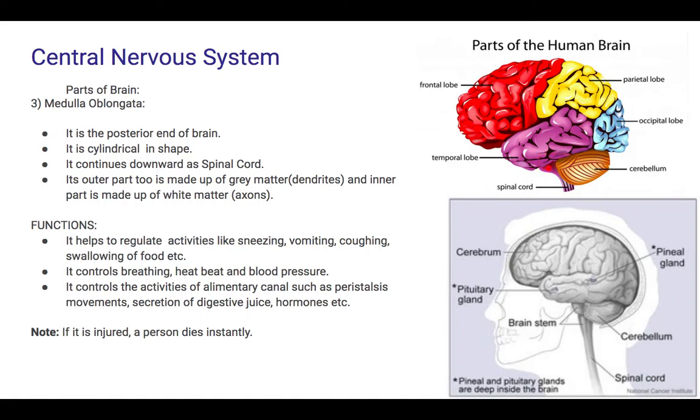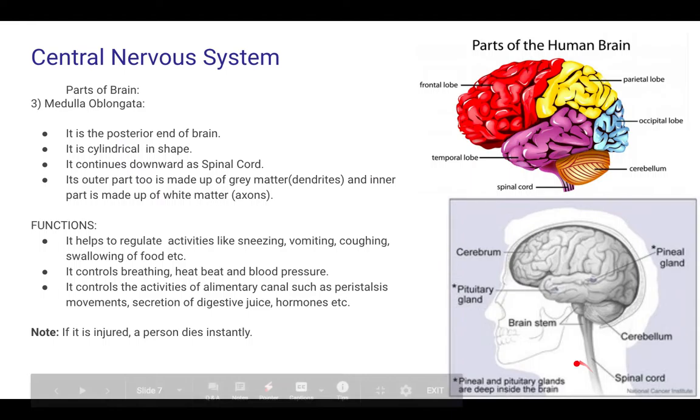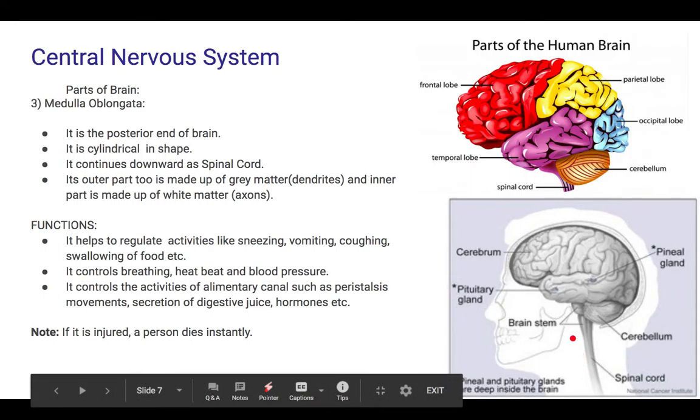Medulla oblongata, the posterior part of brain, and it is cylindrical in shape, means like pipe. Here you can see it is like pipe. And medulla oblongata continues downward as the spinal cord, and like other parts of brain, its outer part is gray matter and inner part is white matter. Though it is a very small part of the brain, it has got very vital function.